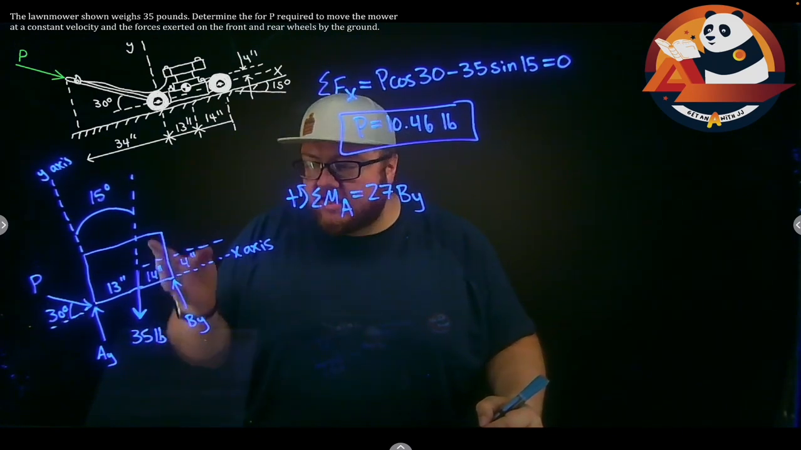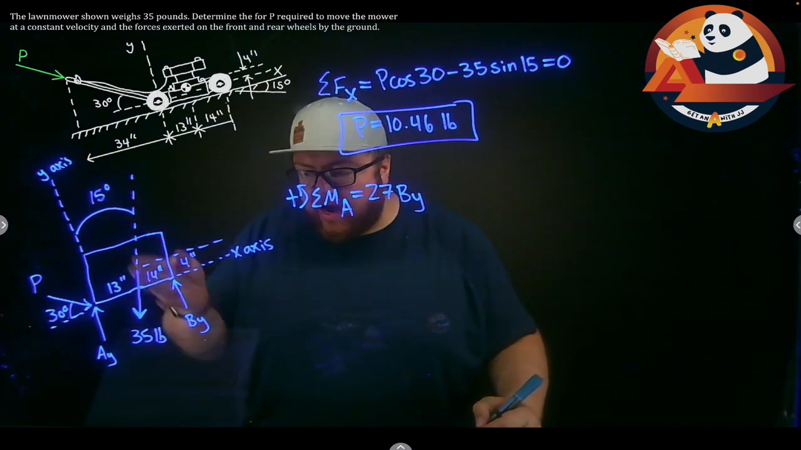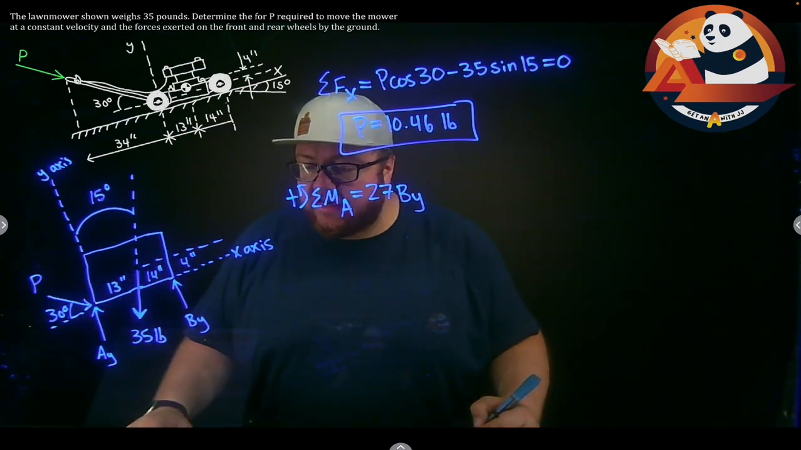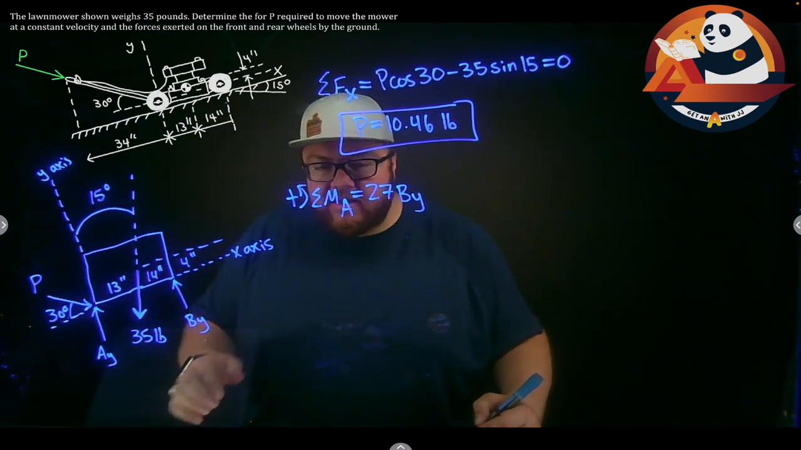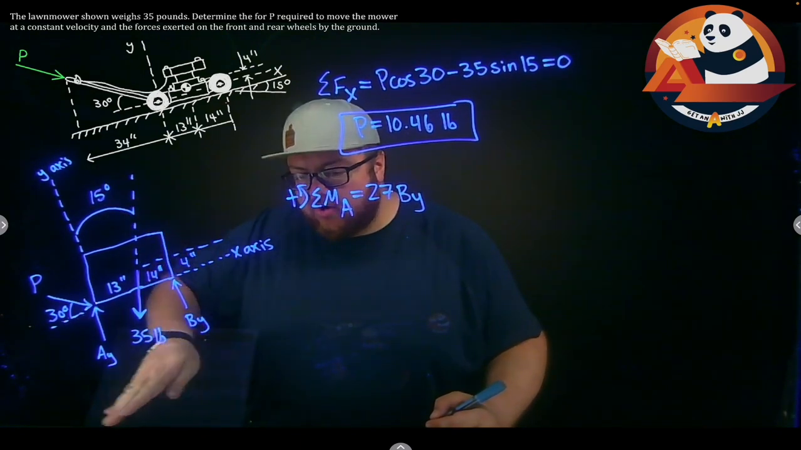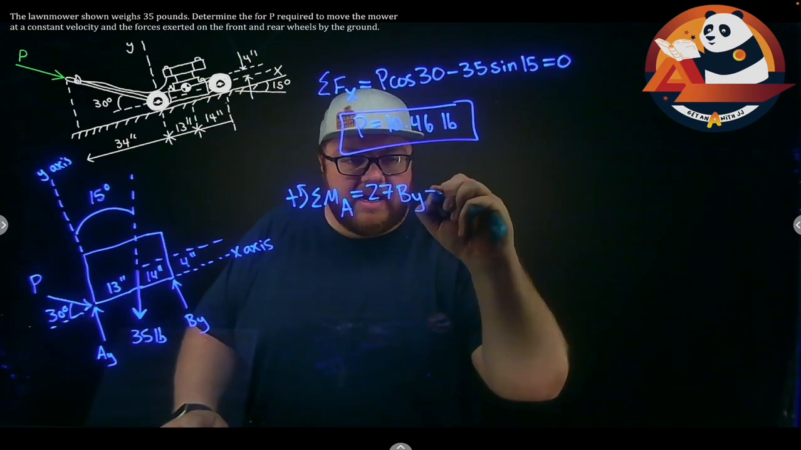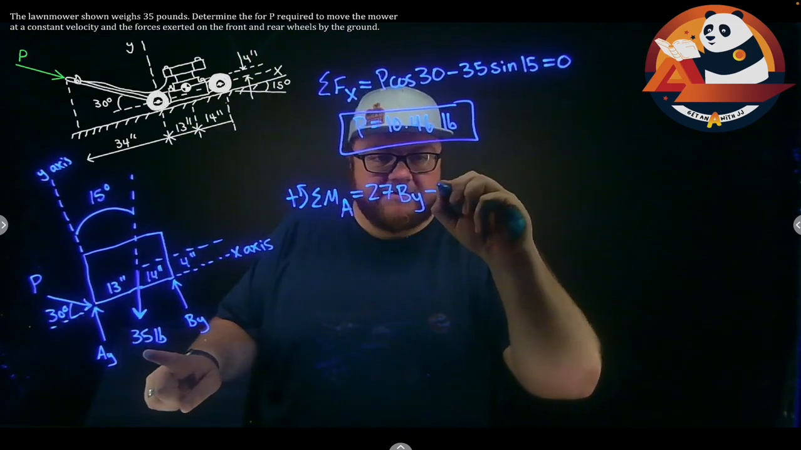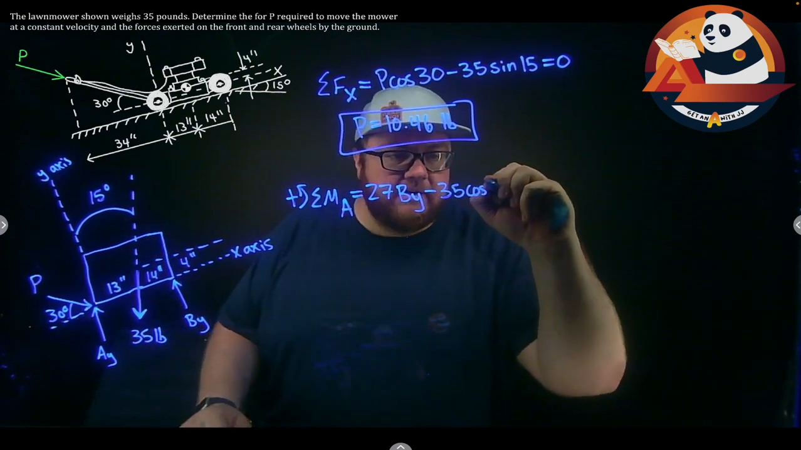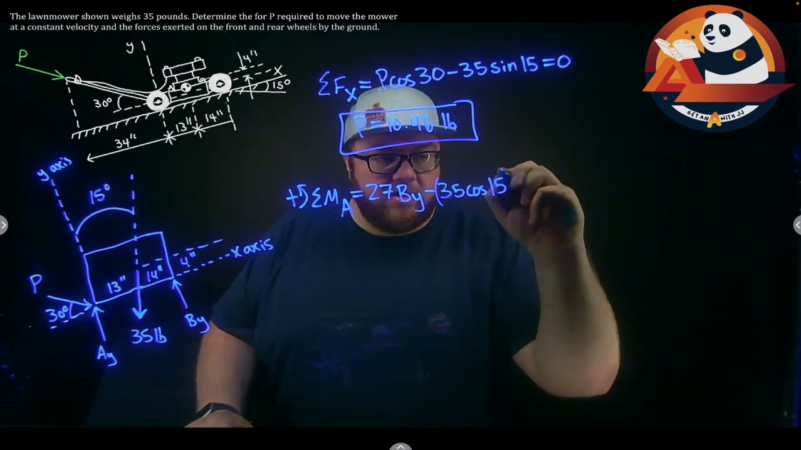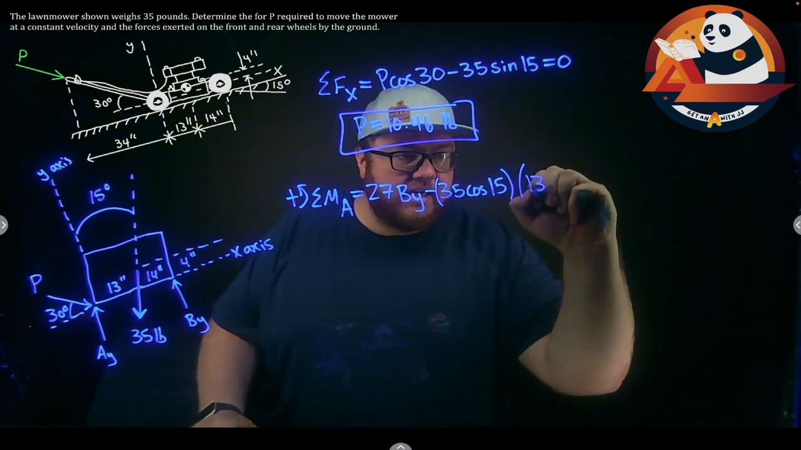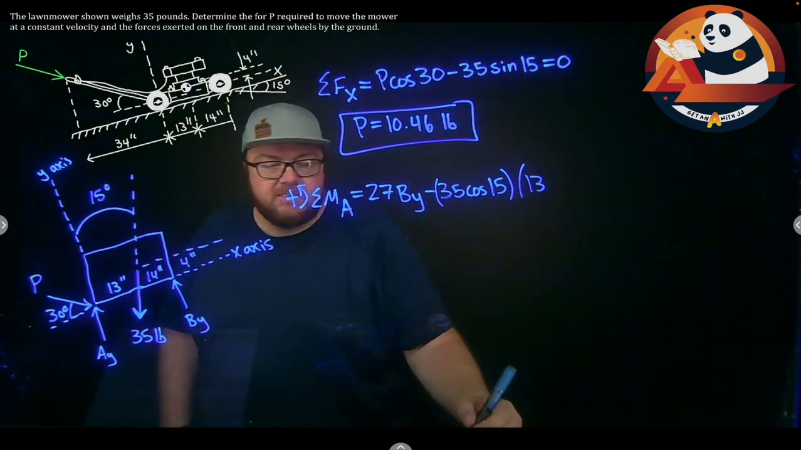Our weight is going to have a moment from the Y component and from the X component in here. So I'll have two terms to get in here. Let's get that Y component in there first. In the Y direction here, if I rotate, it would go clockwise. So minus 35 cosine of 15 times my distance, which should be an X distance, 13 inches, times 13.